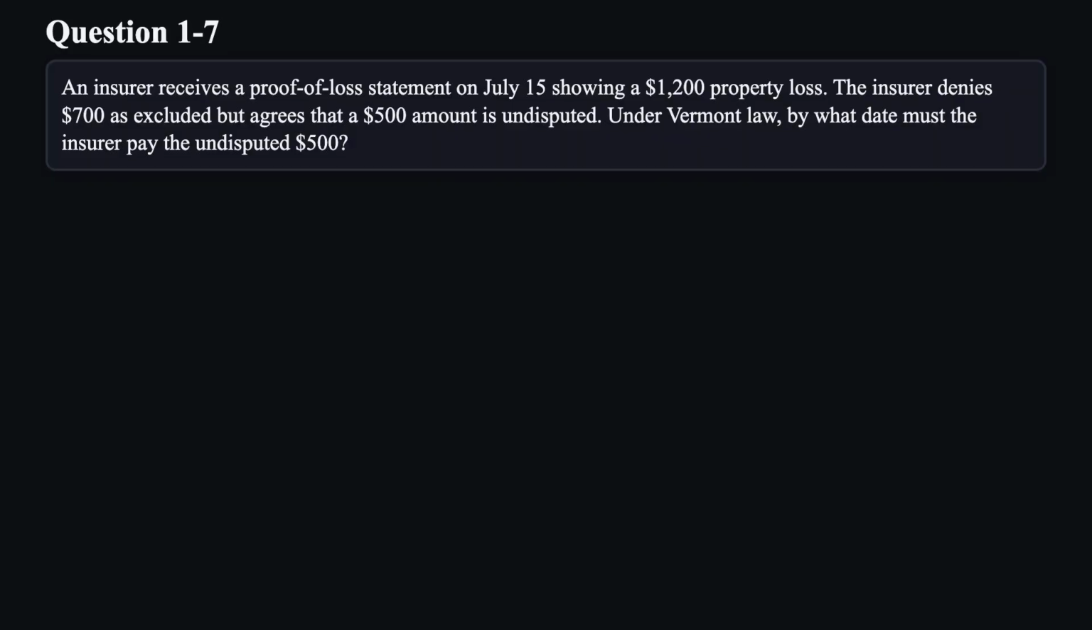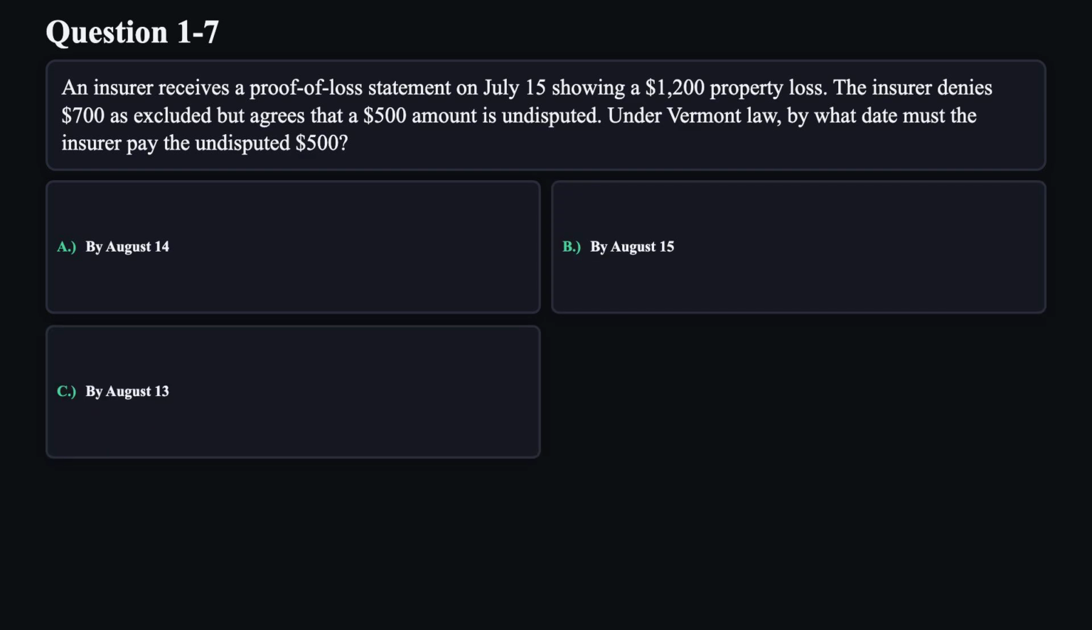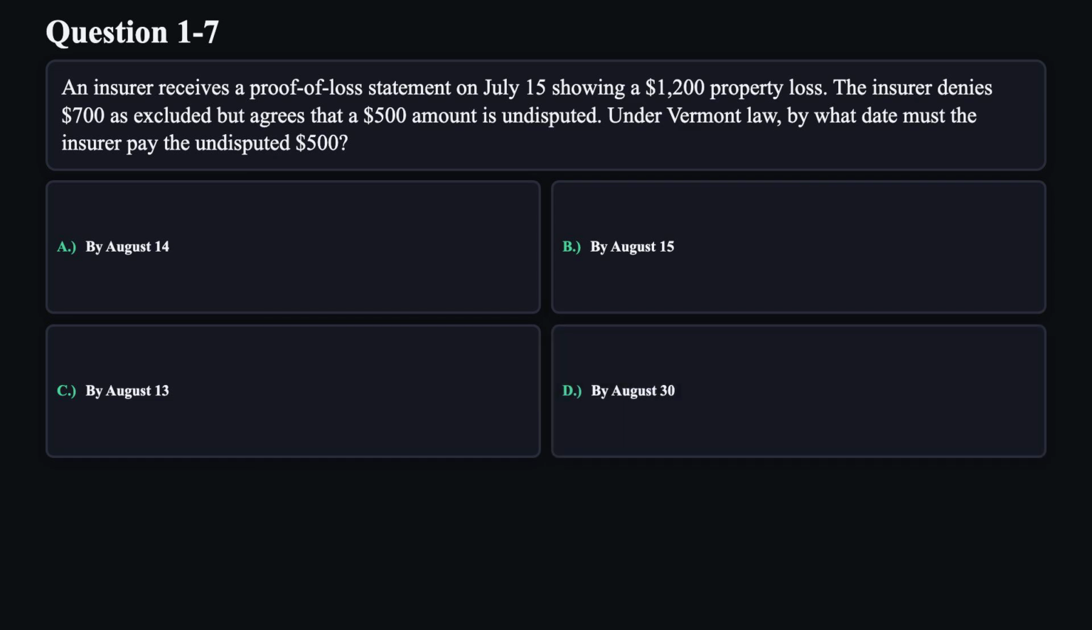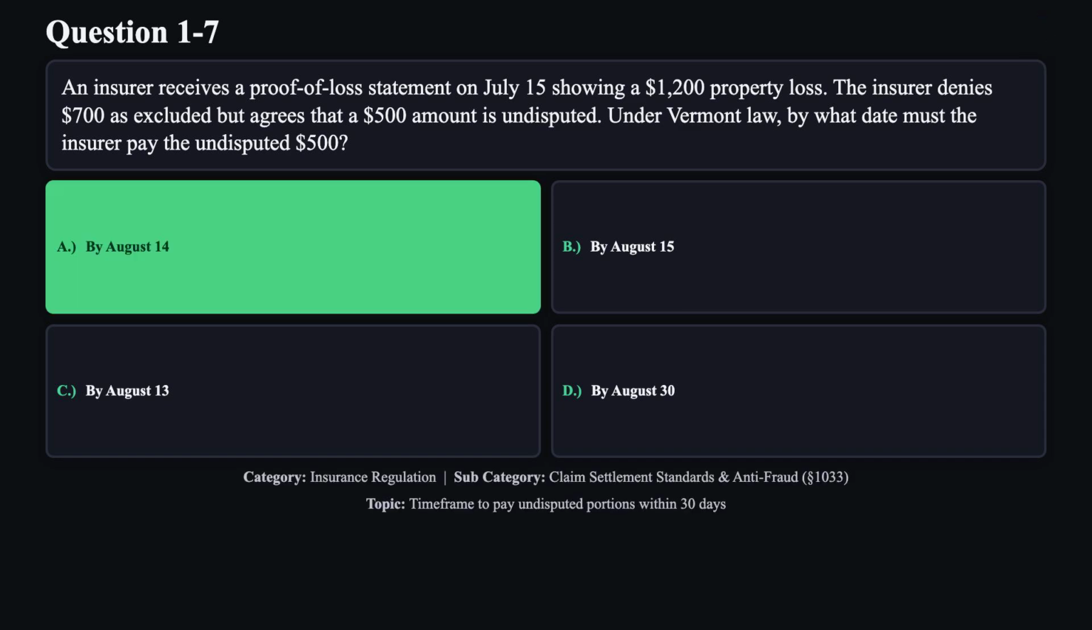Question 7. An insurer receives a proof of loss statement on July 15th showing a $1,200 property loss. The insurer denies $700 as excluded, but agrees that a $500 amount is undisputed. Under Vermont law, by what date must the insurer pay the undisputed $500? A. By August 14th. B. By August 15th. C. By August 13th. D. By August 30th. The correct answer is A.